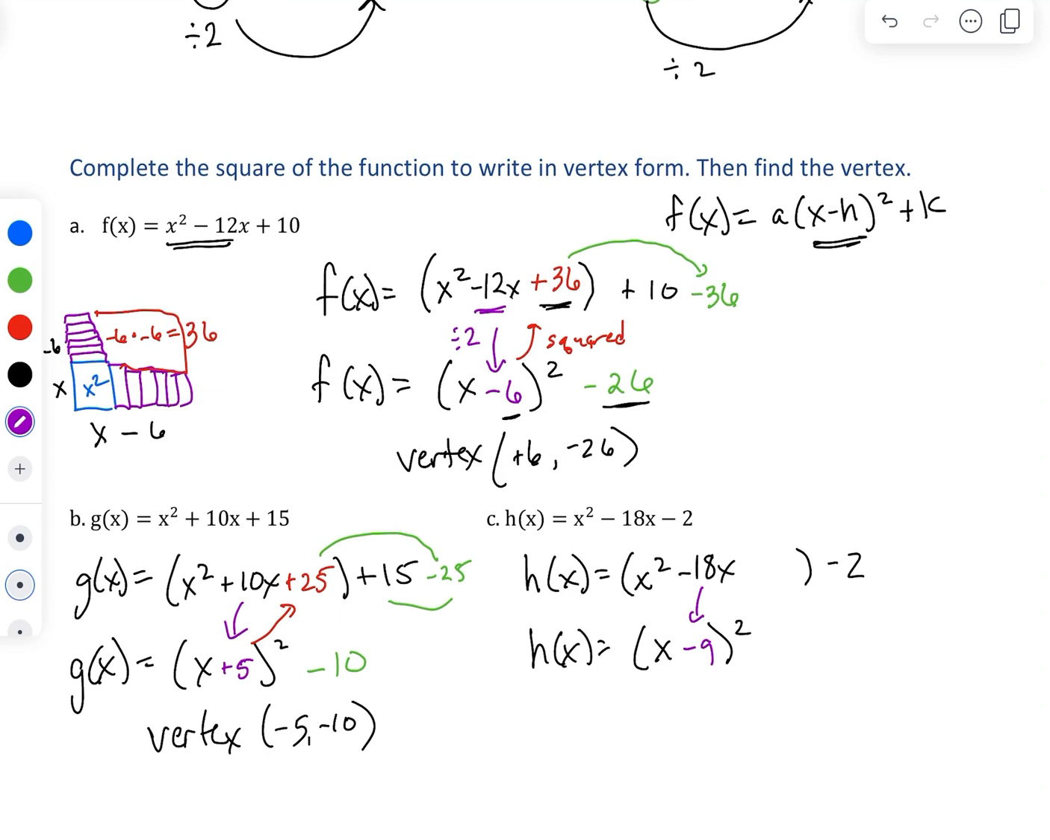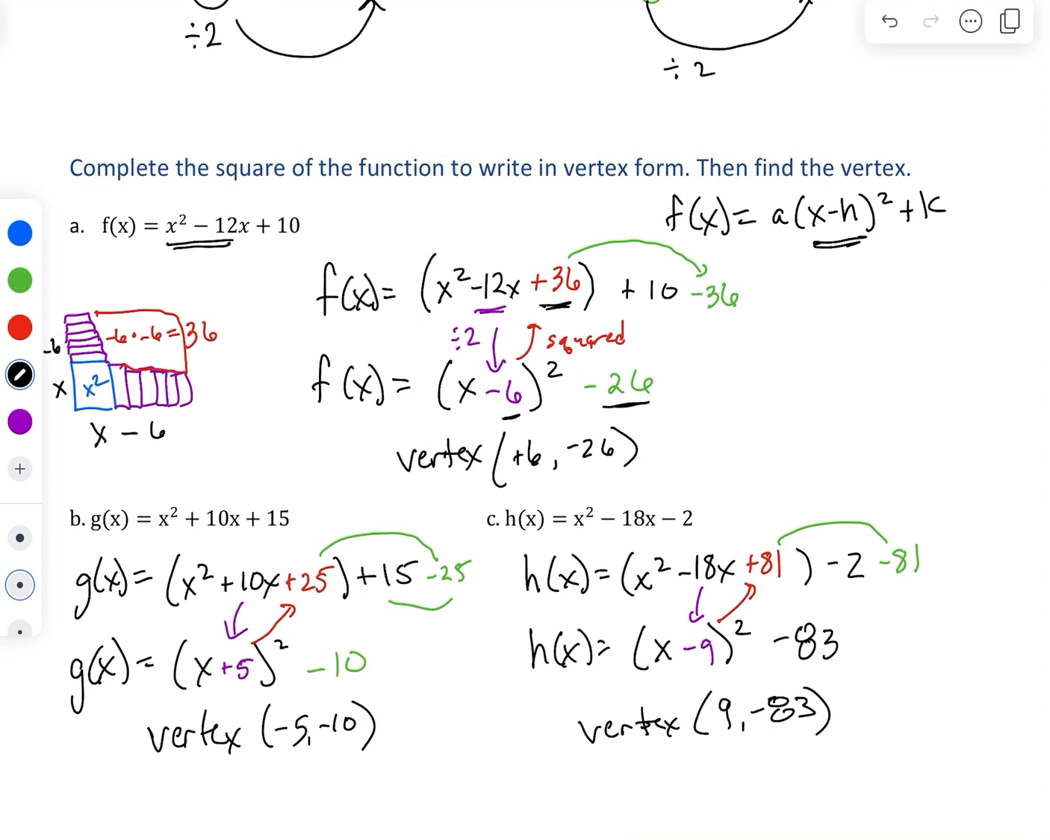Okay, so we're going to divide this by 2. We're going to square that, positive 81. And then we're going to balance it. So we're going to subtract it over here. So when we combine that, we get a negative 83. That's vertex form, and our vertex is positive 9, negative 83.